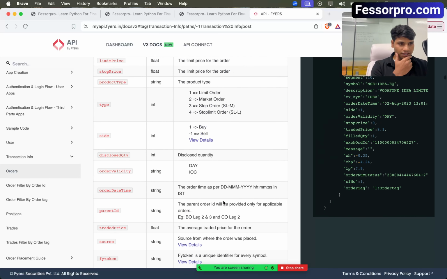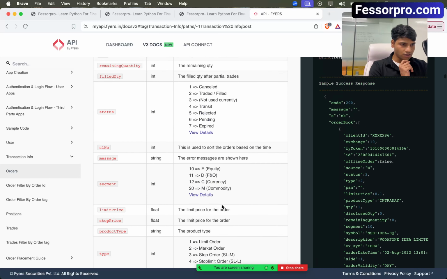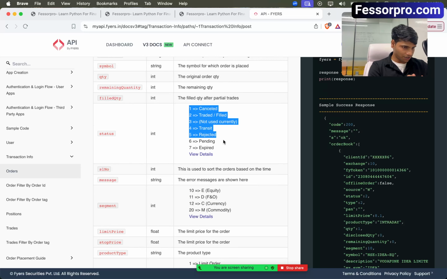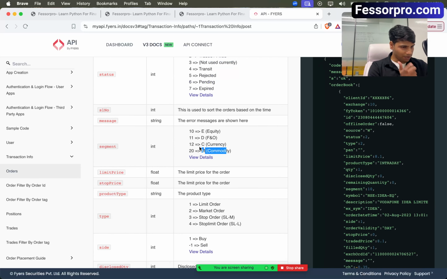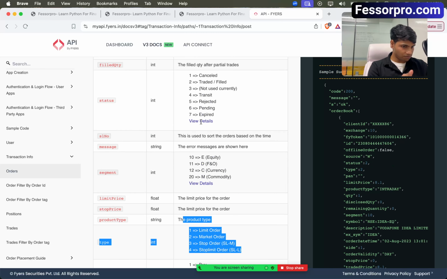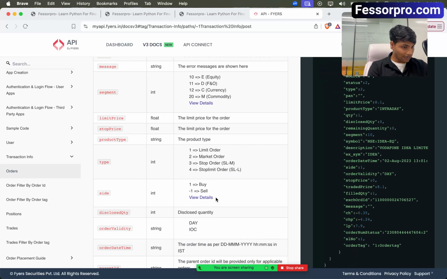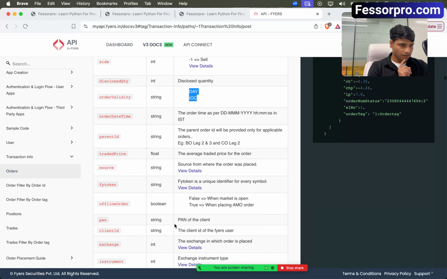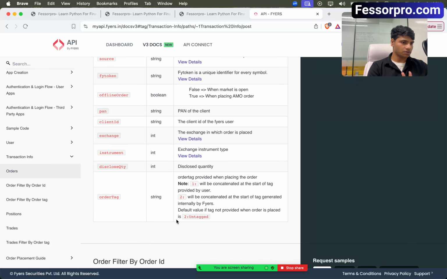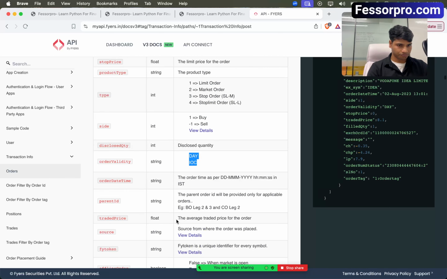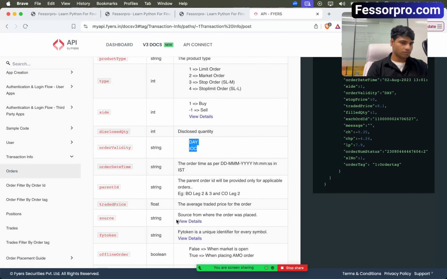So if you ask me what are the important parameters in this order book, this status is important. Then segment is slightly important. Type is very important. Okay, status is important. Type is important. Side is extremely important. Validity is also important. And yeah, these are the most important ones. Others might be useful in some situations. Okay, so maybe I'll run this function again once I place some order.